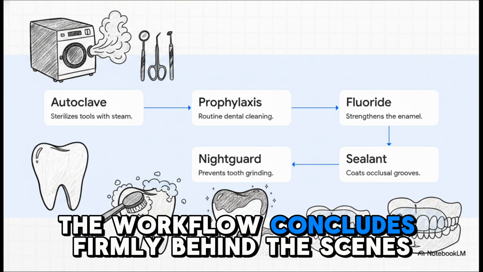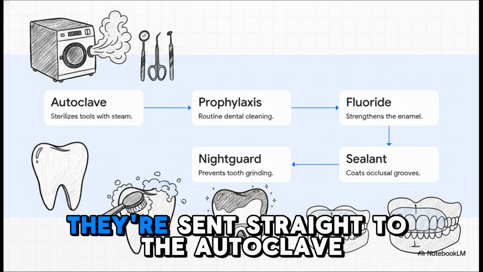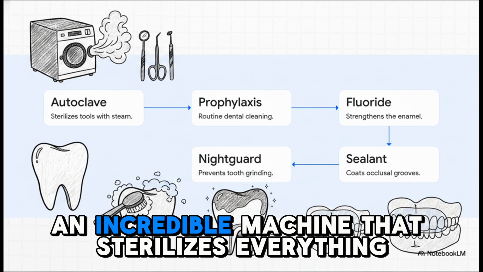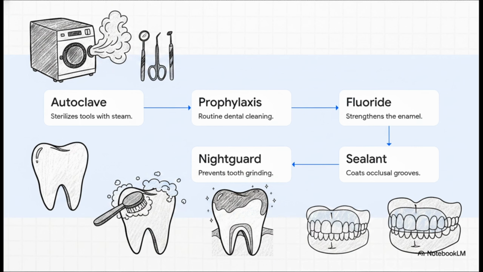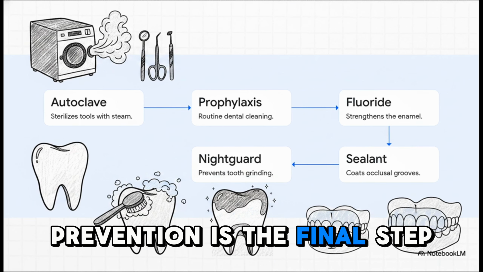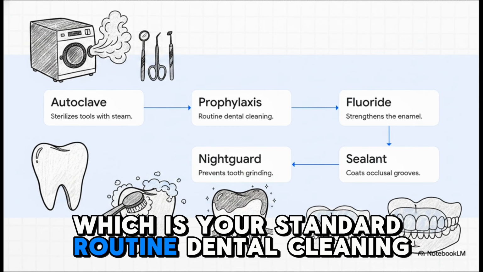The workflow concludes firmly behind the scenes, shifting focus completely to prevention and safety. All those tools we just talked about, they're sent straight to the autoclave, an incredible machine that sterilizes everything using intense, pressurized steam. Meanwhile, for the patient, prevention is the final step. We might perform a dental prophylaxis, which is your standard routine dental cleaning.